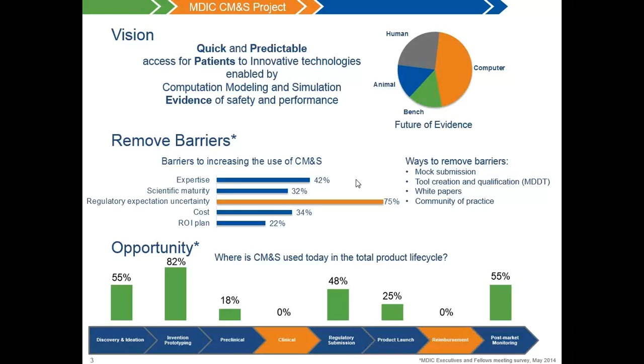The Modeling and Simulation Project held an inaugural kickoff last spring, where we brought together our member executives and fellows, and we prepared a survey asking, what are the barriers today in realizing this vision of using modeling and simulation. And we had a variety of responses, including the expertise necessary to create and run these models, scientific maturity, regulatory expectation uncertainty, cost, and demonstrating return on investment. But by and large, by a far margin, the regulatory expectation uncertainty was the largest.